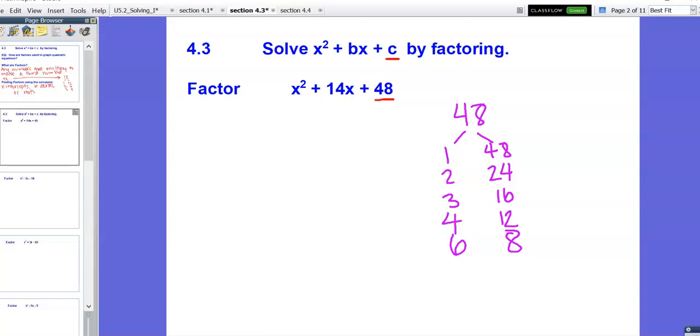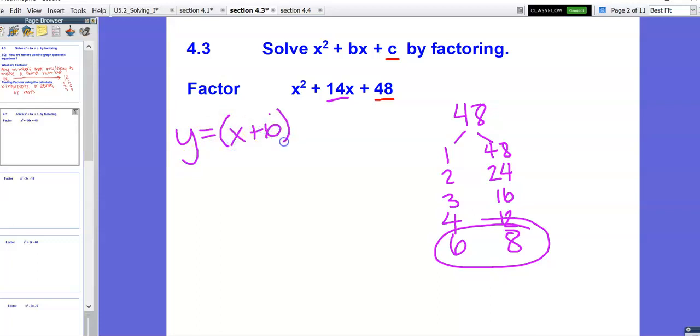So when we're factoring, we want to look for the pair that multiplies to make 48, but also adds to make our middle number of 14. For us, terms we would add to make 14 are 6 and 8. So we would factor this as y equals x plus 6 and x plus 8.